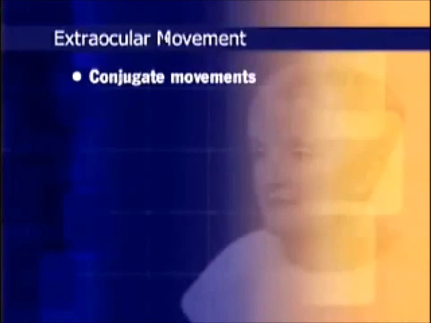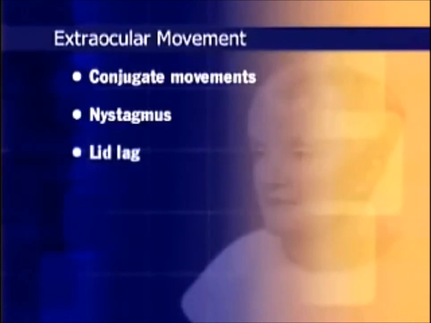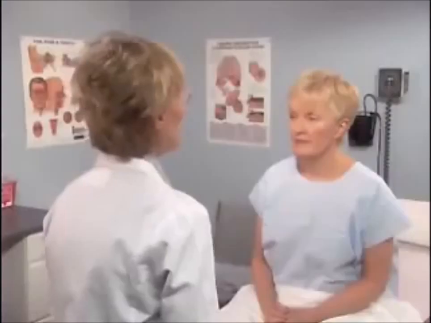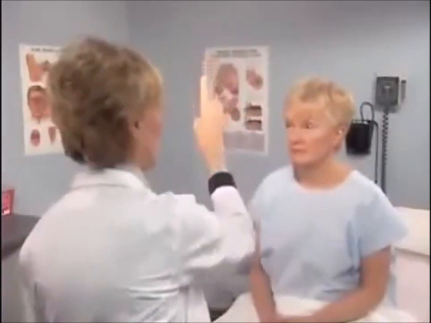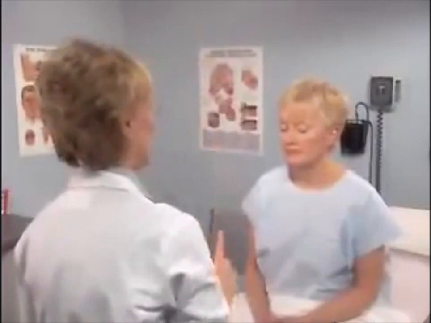Next, assess the extraocular movements, looking for the normal conjugate movements of the eyes in each direction, or any deviation from normal. Nystagmus, lid lag, and convergence. Now we'll test your extraocular. You will check the extraocular movements in the 6 cardinal directions of gaze. Follow my finger. These directions correspond to the coordinated action of 6 muscles involved in eye movement innervated by cranial nerves 3, 4, and 6.